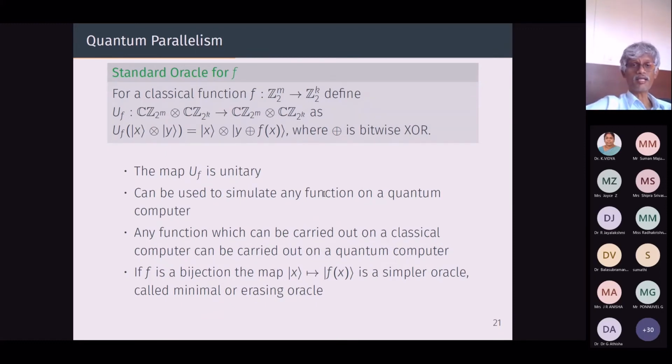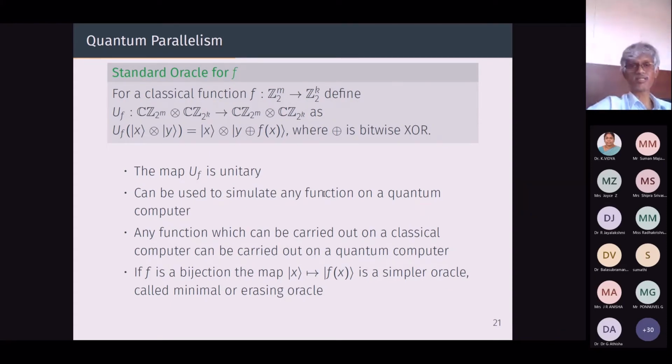So how is it operating? If you take ket of x from the first argument and ket of y from the second argument in the tensor product, you can extend it linearly. For such vectors, U_f will not operate on the first one. It takes the ket of x to the ket of x, and the second argument becomes the ket of y XOR f of x.